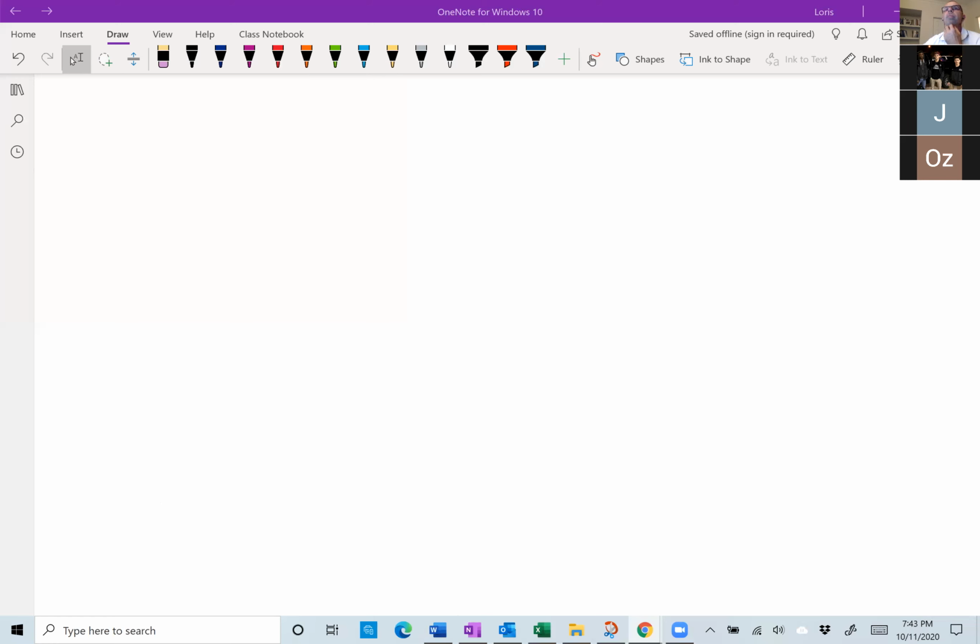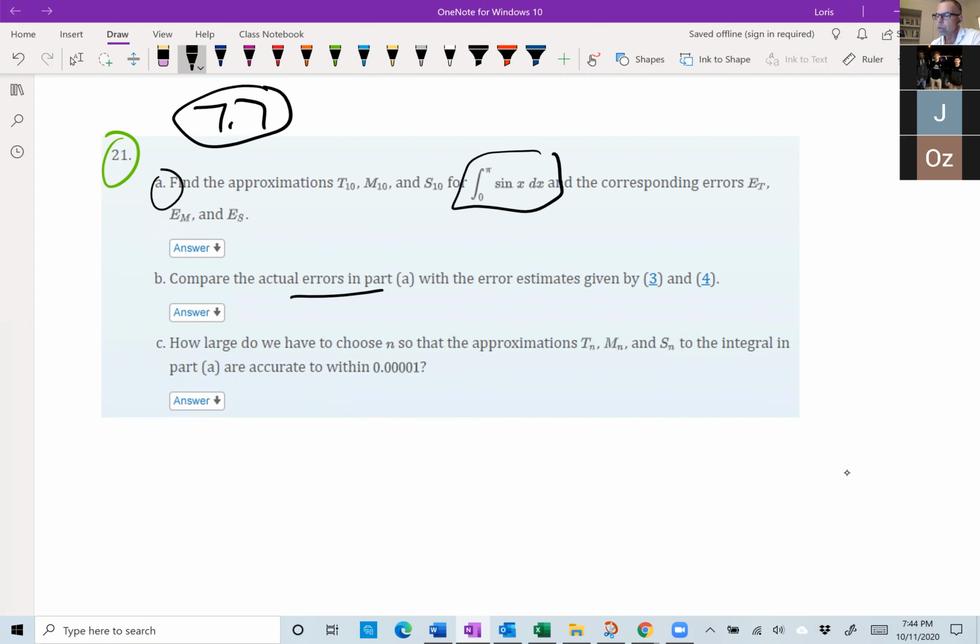Okay, so what I gave y'all was number 22 in the book. Let me go to the book real quick and see if I can get one. Okay, so what we're looking at here is number 21 in 7.7. We're not going to do Simpson's rule for this. That's part A. But we'll have to do part B because we need to find the K. So it's between 0 and pi. We're trying to find approximations for the integral from 0 to pi of sine of x.